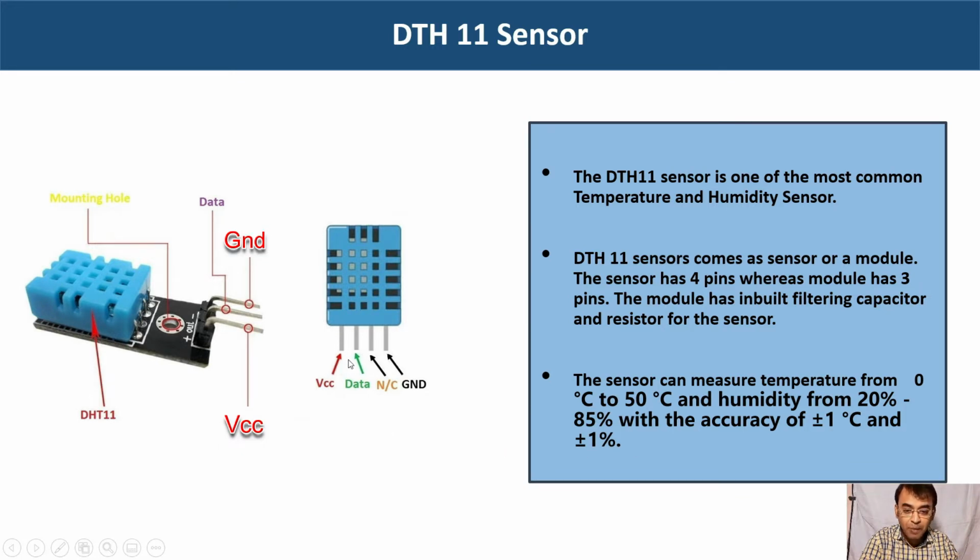Guys, you can see the DHT11 sensor picture. The left one is the module and the right one is the sensor. So you have 3 pins in the module. One is the data, there is the VCC, which is 5 volt, that is plus, and the ground means minus. The middle one is the data pin. On the right side we have the sensor, which also has VCC, data and ground.